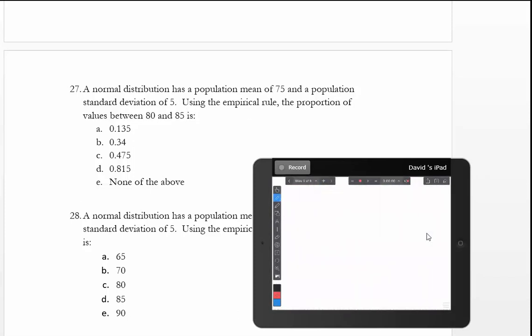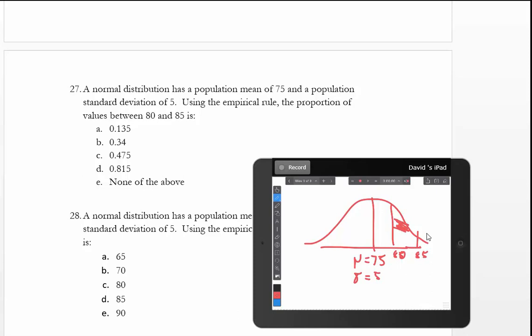Okay, so some more of these here. We have a normal population with a population mean of 75, and I'll go ahead and tell you, I am going to ask about the empirical rule, but it won't be 5 or 6 questions like it is on this review. Probably 2 or 3, though. So we have a mean of 75 and a standard deviation of 5, and we want to know between 80 and 85. So we're looking for this area.